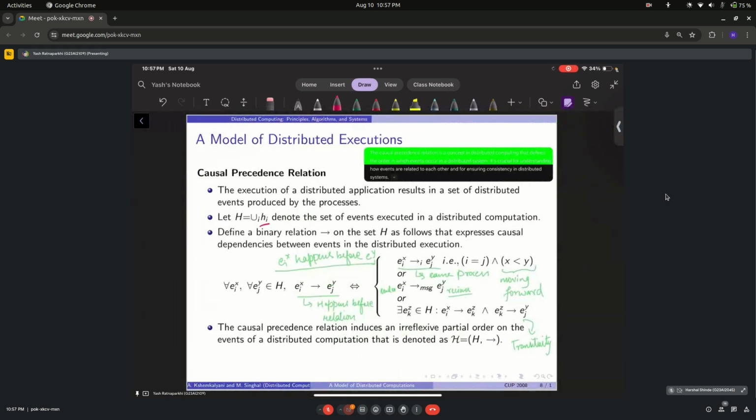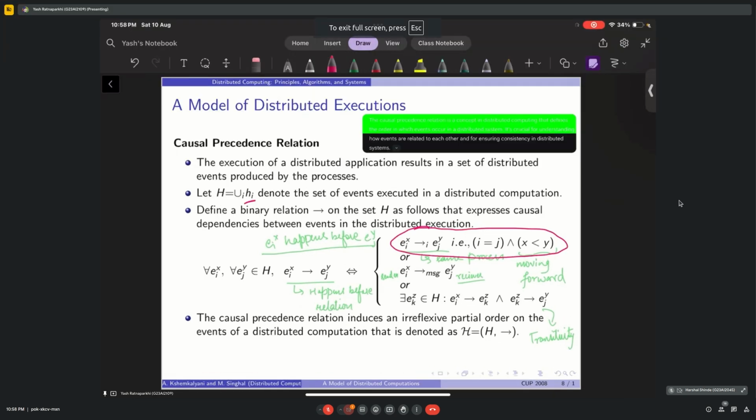It denotes the set of events executed in a distributed computation. Define a binary relation on set H as follows to represent this. Now, what is written? See, this is very easy to understand. So it says for all e_i^x and for all e_j^y, e_j^y is said to be causally dependent on e_i^x if i equals j and x is less than y.